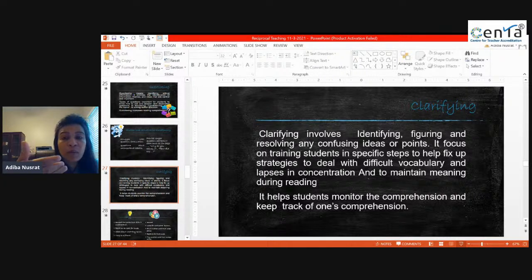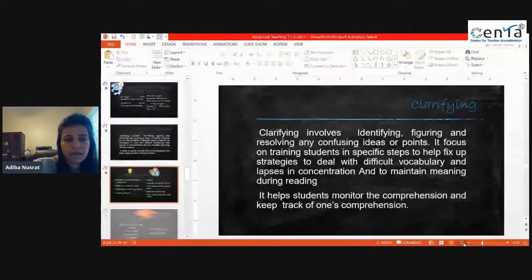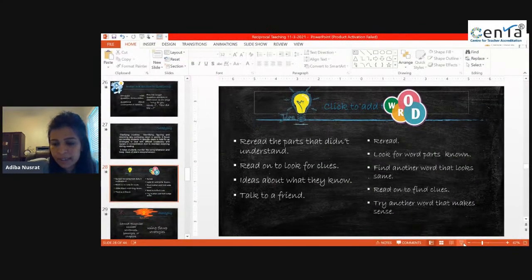We read the idea to find out what they are trying to say. And we even talk to our friends about the problematic area that we are unable to understand.